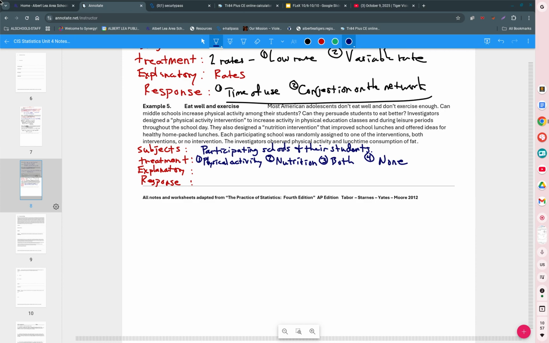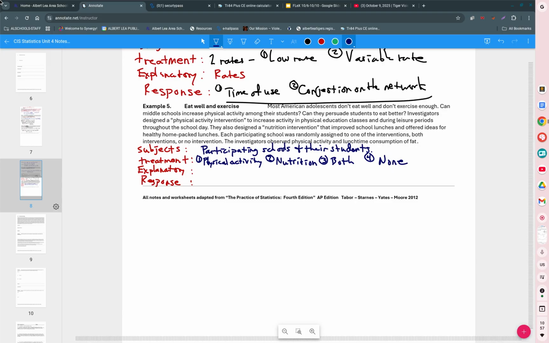They randomly chose the schools. So I would accept students, but it needs to include the schools as well. So you can say participating schools and their students, but technically students alone would not be fully correct. I'd take a half a point off for that response. The treatments, they either do the physical activity, or they do the nutrition, or they do both, or they do none.